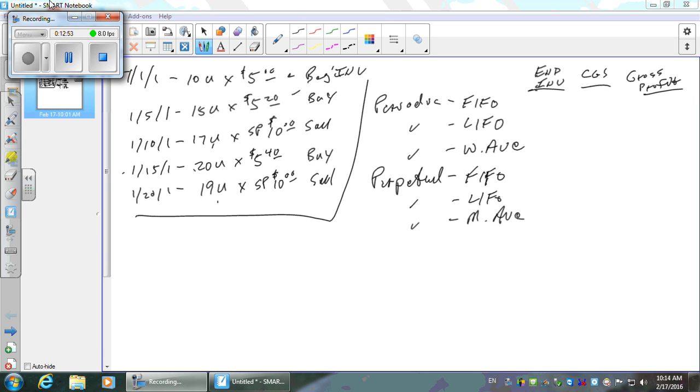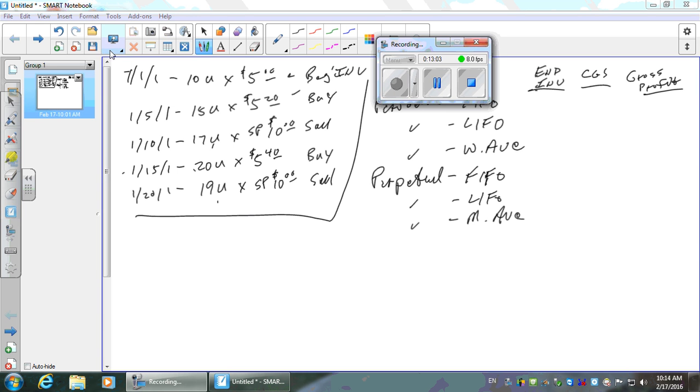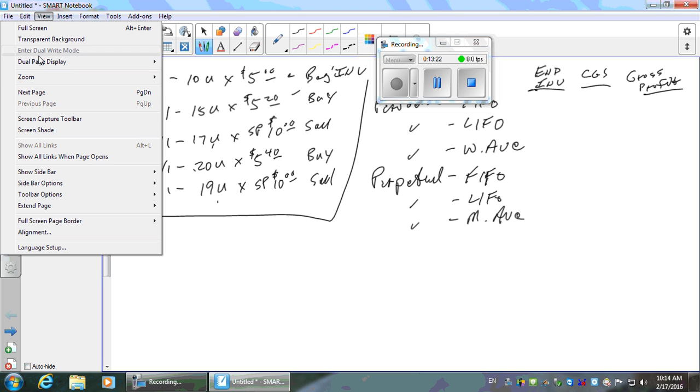Okay, so let's do this. Let's do periodic. Before I get too far into this, let's try splitting the screen and see if it actually works today. Where are my commands? Where is my split screen? I have a brain freeze, you guys. There we go. Here's a dual page display.